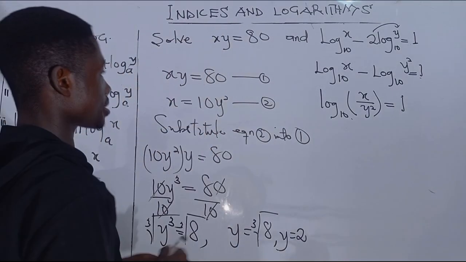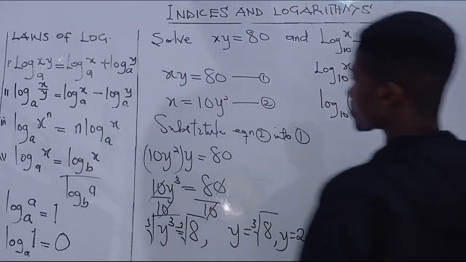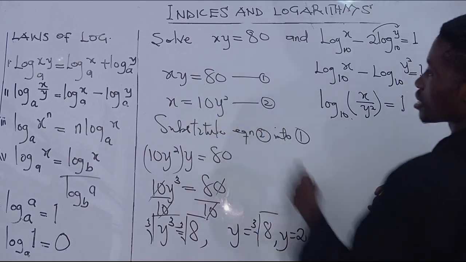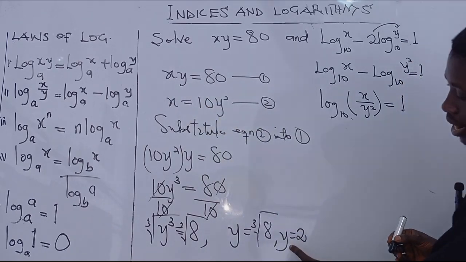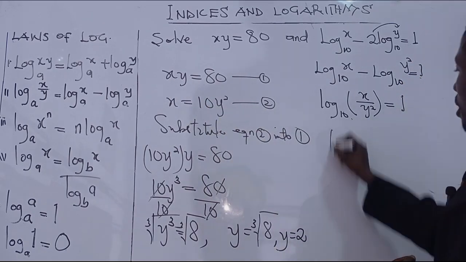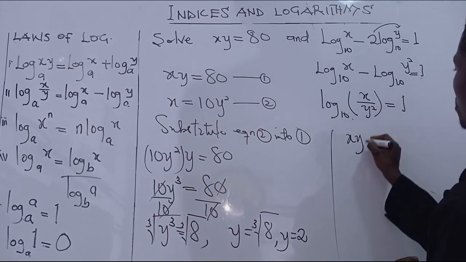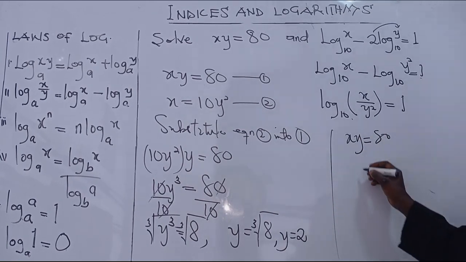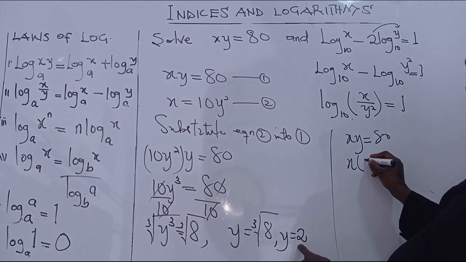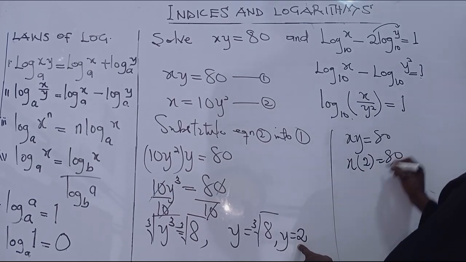So we are saying that x multiplied by y will give us what? 80, and our y is equal to 2. So we can say that x multiplying y is equal to 80. So we have x, our y is 2. 2x is equal to 80.